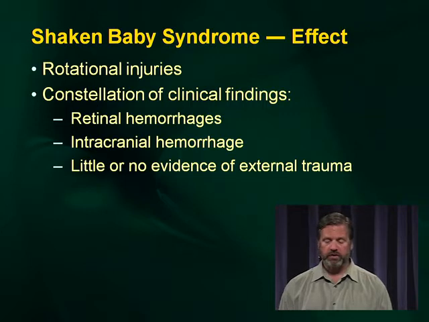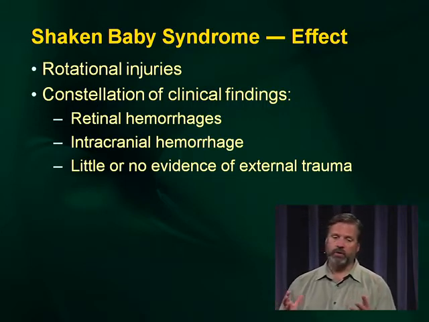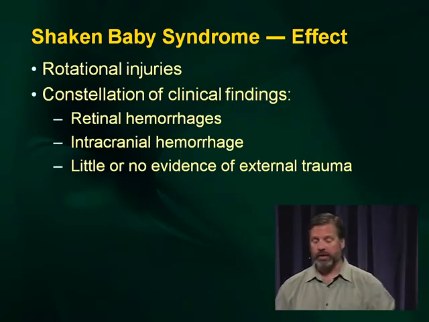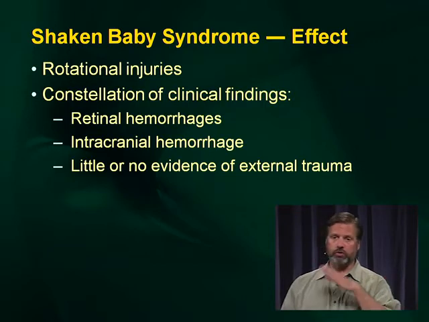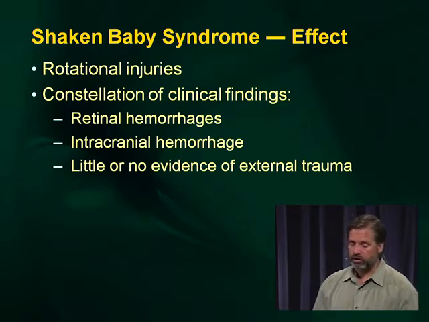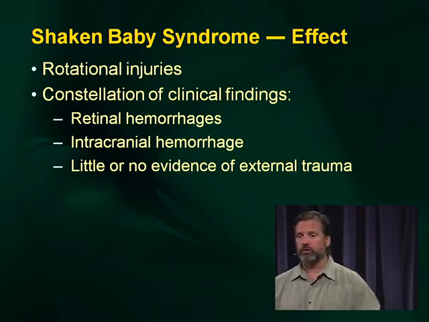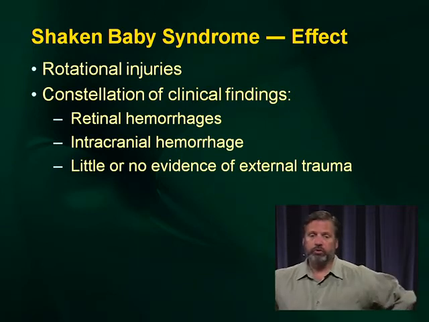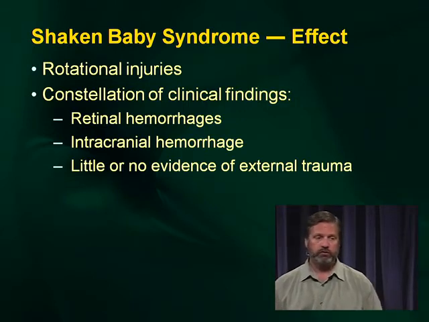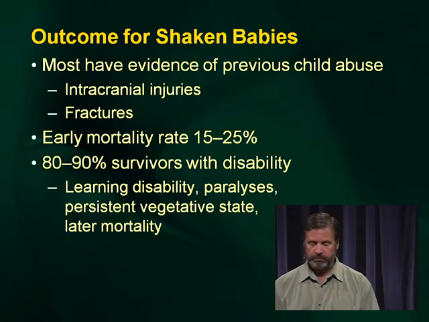The problem is that the baby lacks head control. And so if the baby's grabbed around the torso and shaken back and forth, the head goes back and forth without head control, and you get what's called contrecoup injuries of the brain and rotational injuries within the head that lead to retinal hemorrhages, intracranial hemorrhages, but no evidence of external trauma. So there might be some bruising or some rib fractures or something like that, but when you see this constellation of findings, your first suspicion should be shaken baby.